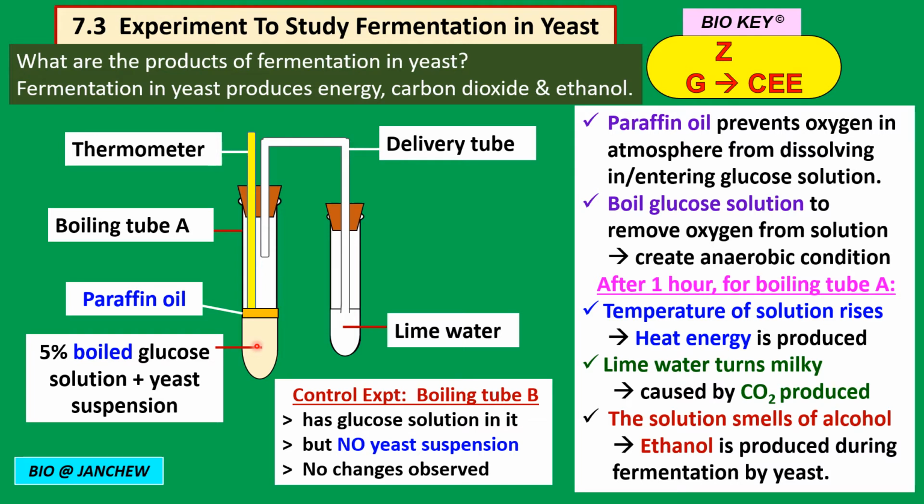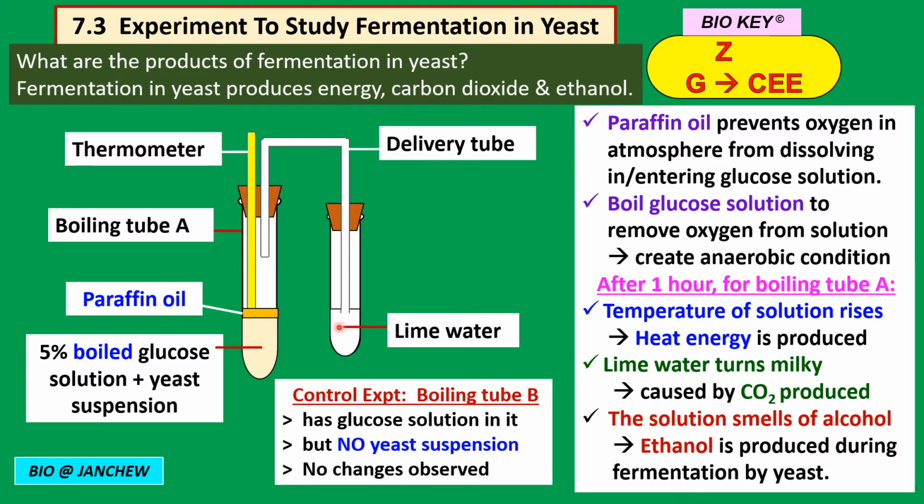What is the reason for that? It's because the yeast produces what? Energy during fermentation. So some of this energy is used by the yeast for its cellular activities, but some of the energy is released as heat. Okay, some of the energy produced in fermentation is released as heat, which will warm up the boiled glucose solution a little bit. Okay, so this shows us that energy is released in fermentation of yeast.